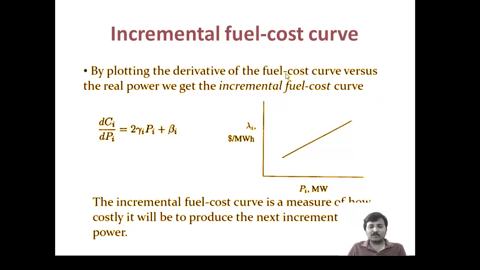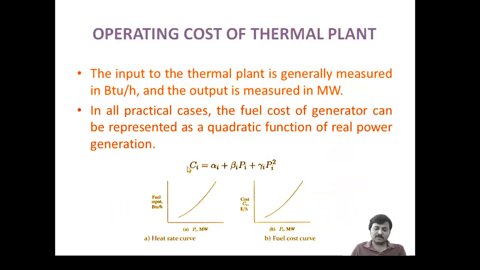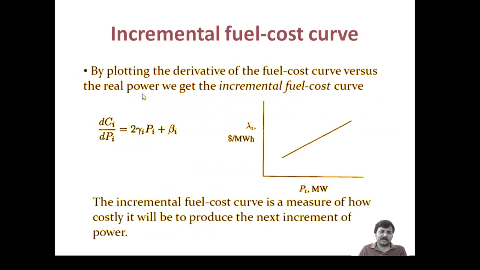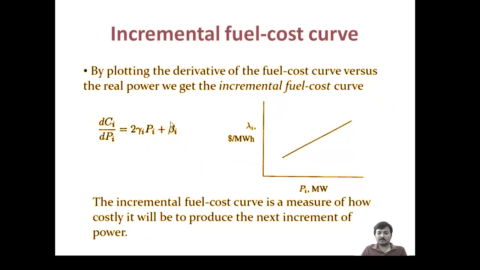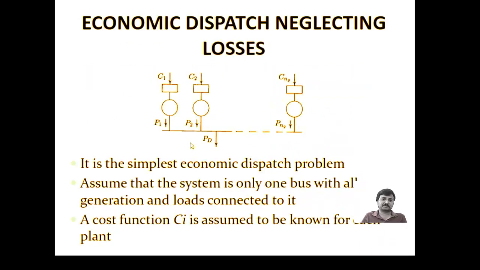By plotting the derivative of the fuel cost curve, that means dCi by dPi, with respect to the real power, we will get an incremental fuel cost curve. If you take the differentiation of that, we get 2 gamma i Pi plus beta i. So this is a linear equation. It starts with beta i and the slope of this one is a linear function. The incremental fuel cost is a measure of how costly it will be to produce the next increment of power. So it represents how much cost for the next increment of the power.